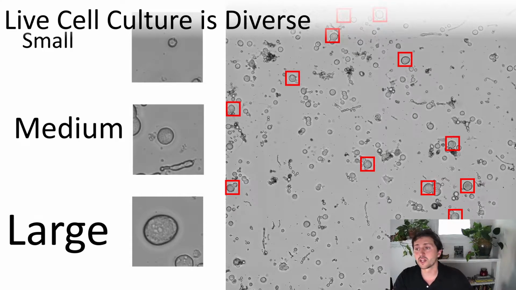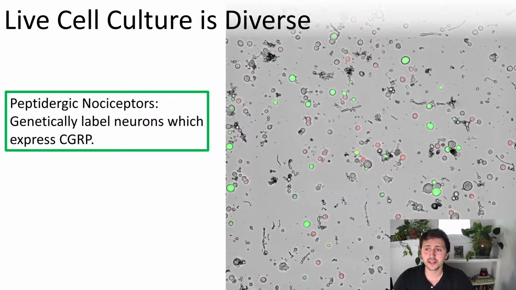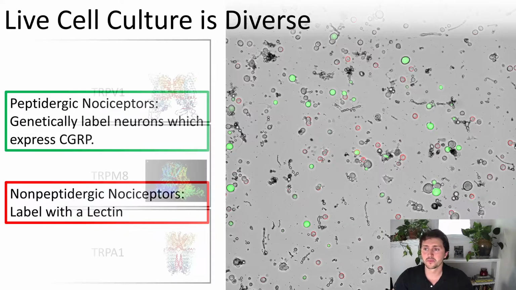In addition to this, we have genetic markers and structural markers which identify to us cells which sense pain. There's green pain and red pain. If you want to know more, watch my YouTube video.